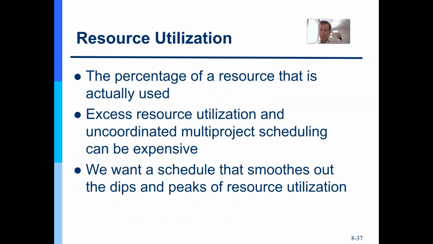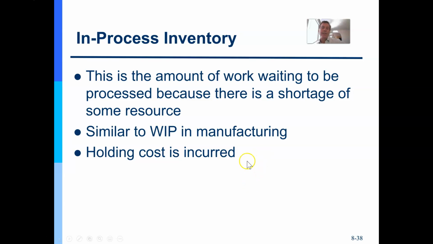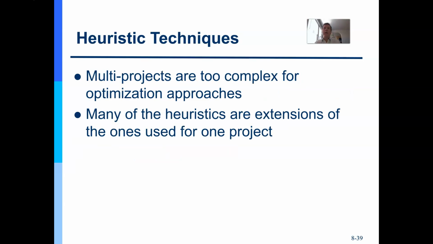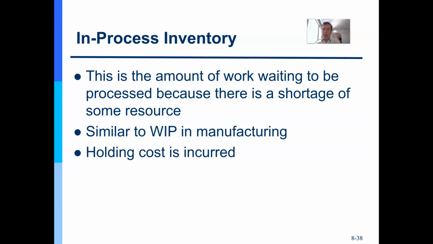So in-process inventory, this is the amount of work that's waiting to be processed when there's a shortage of some resource. So sometimes what I've done when I have in-process inventory is I will break that down into a Kanban board so I can see the work that is to do, the work being done, and the work done for that narrow segment. It helps me to track it a little bit.